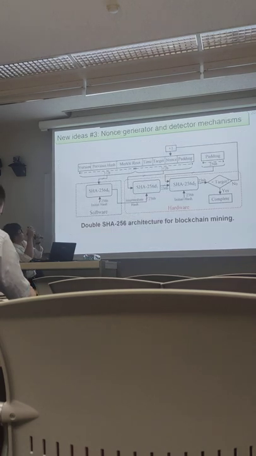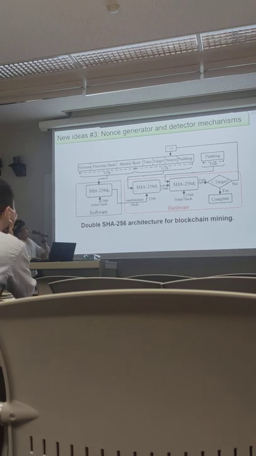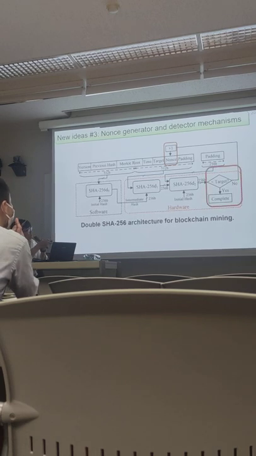The next one is to improve blockchain mining, because our accelerator is also used for blockchain mining. Idea three is named the nonce generator and detector mechanism. As you see here, this is the double SHA-2 architecture for blockchain mining. This is the block header and the nonce value. They have to try nonce values to find a hash output smaller than the target.